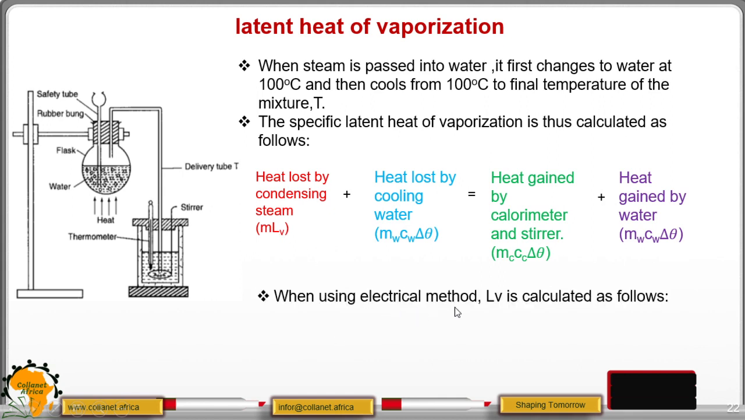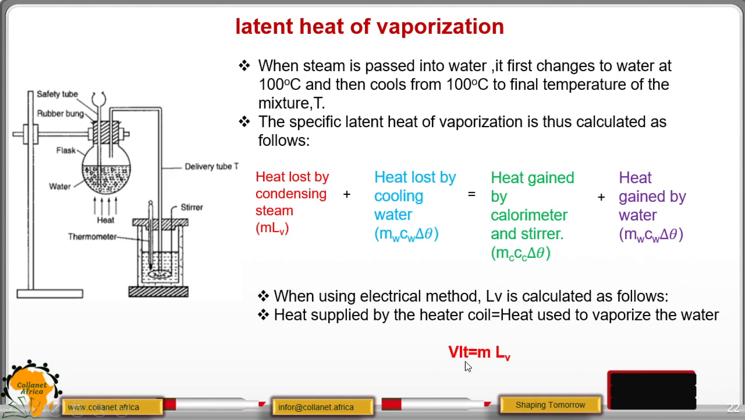Now, when using the electrical method, our L_V is calculated as follows. Remember, all that we have changed is the source of energy. Here, when we are using electrical energy, we are using the heater that is applying heat. So we shall say that heat supplied by the heater coil should be equal to heat used to vaporize the water, which implies that VIT, this is the heat supplied by the heater coil, must be equal to the mass multiplied by specific latent heat of vaporization, M L_V. So you can either use this formula to get L_V, or when you're using the method of mixtures, you can use the other method.